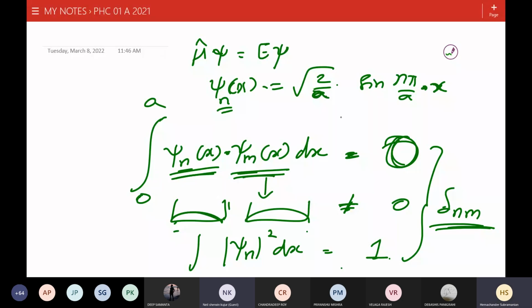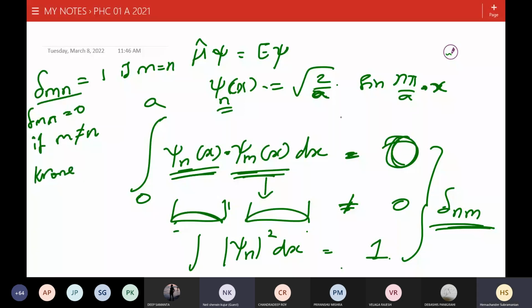Have you guys come across this function, Kronecker delta? No, sir. Oh, okay. So you will face this function all the time in quantum mechanics. Delta mn is equal to 1 if m equals n. Delta mn is 0 if m not equal to n. It's a simple function. It's called a Kronecker delta function.